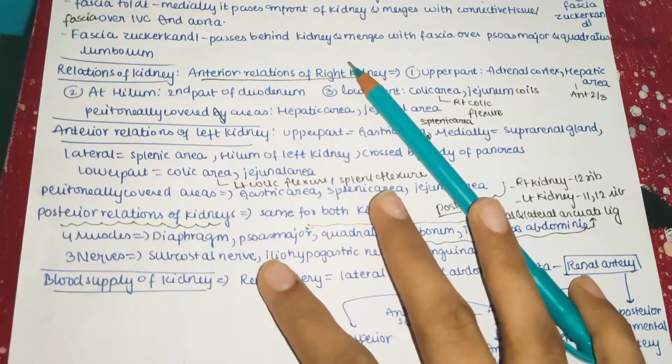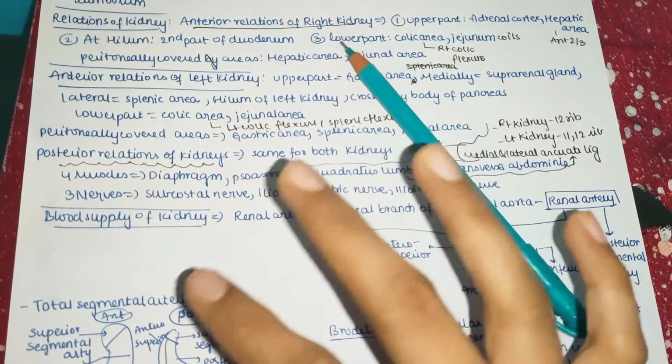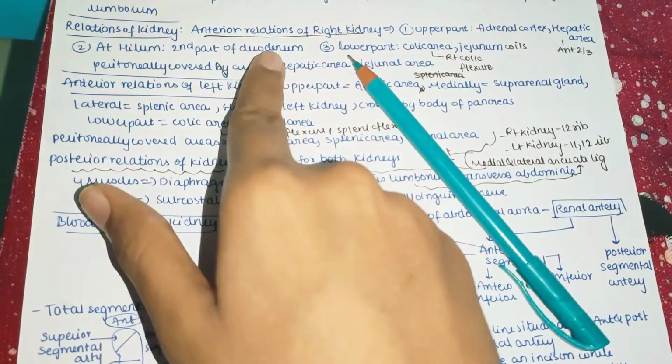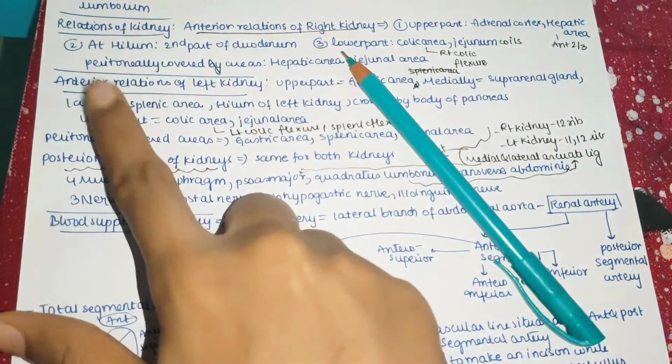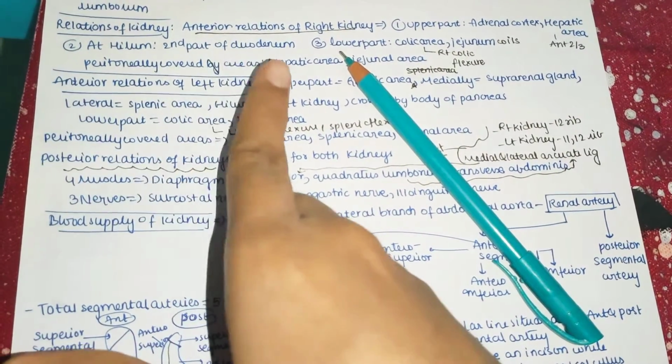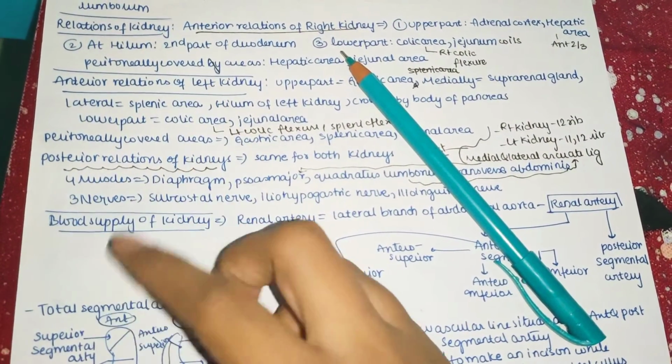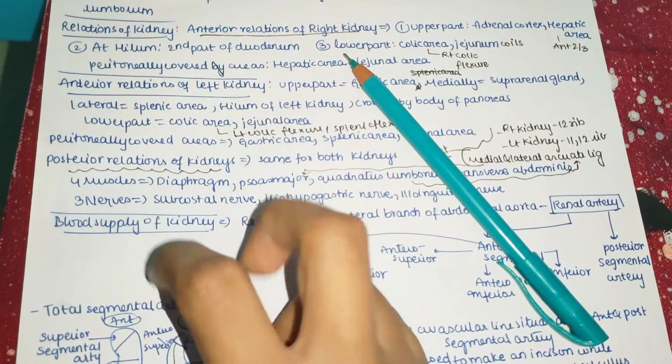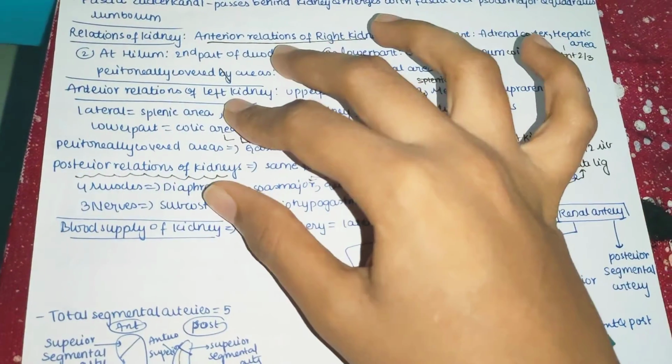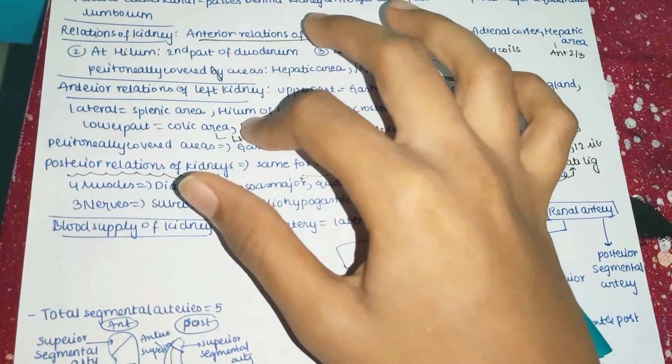So now coming to relations of the kidney. What are the different relations? First we'll see the anterior relations of the right kidney, next the anterior relations of the left kidney, and finally the posterior relations, which are the same for both kidneys. The anterior relation is different for the right and left kidney.